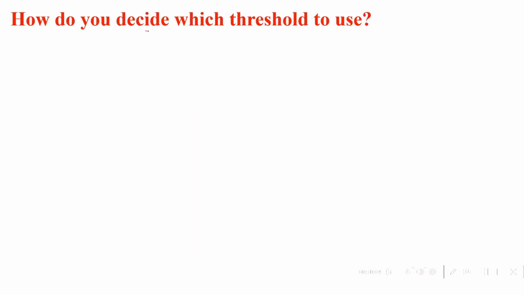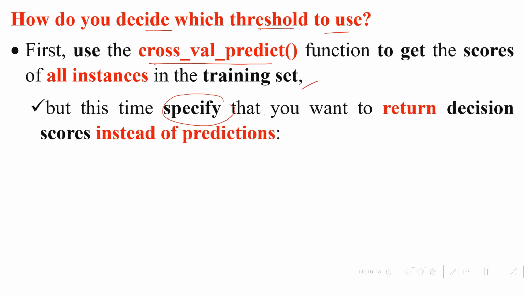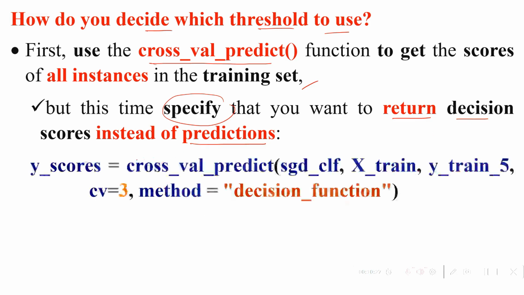So how do you decide which threshold to use? First, we use the cross_val_predict function to get the scores of all the instances in the training set, but this time specify that we want to return the decision scores instead of predictions. y_scores equals cross_val_predict of sgd_clf, which is our model, with X_train and y_train_5, cv equal to 3, method equal to decision_function.